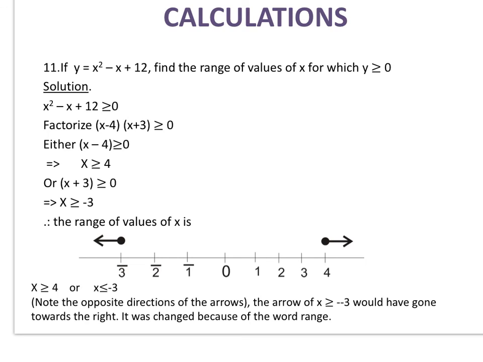You see from there, minus 3 and from 4. Note the opposite directions of the arrows. The arrow of x is greater or equal to minus 3 would have gone towards the right. It was changed because of the word range.